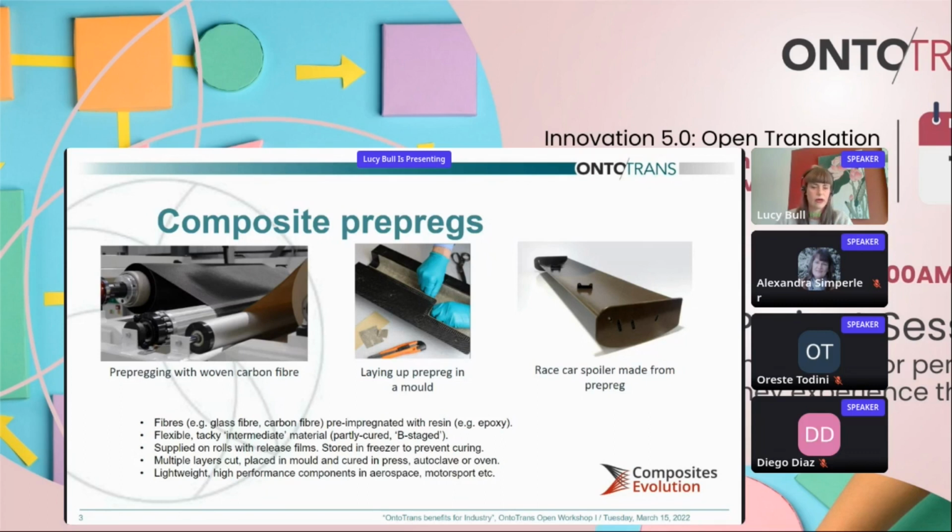Once a roll is thawed out, our customers then cut layers from them and will place these layers in a mould, and then the mould will be cured either in a press or an oven or an autoclave to form lightweight, high performance components for use in aerospace and motorsport, something such as this car spoiler here.